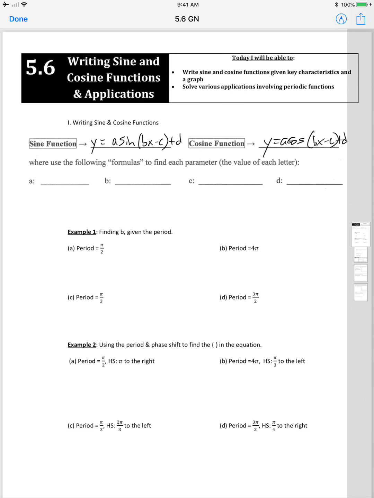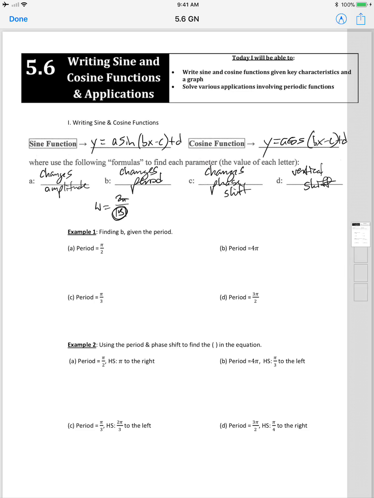And then A changes the amplitude. B changes the period. C changes the phase shift. And then D is a vertical shift, midline shift. So our formula for period, 2 pi over the absolute value of B.